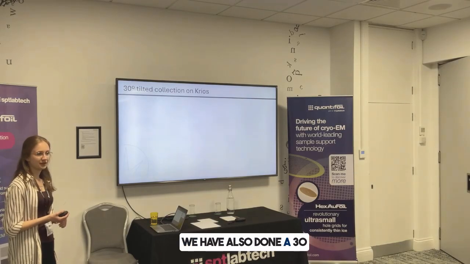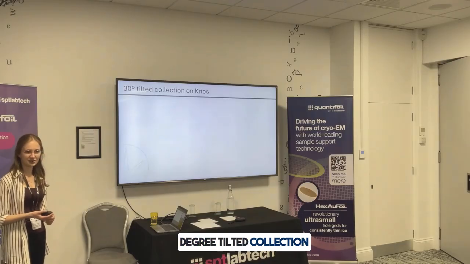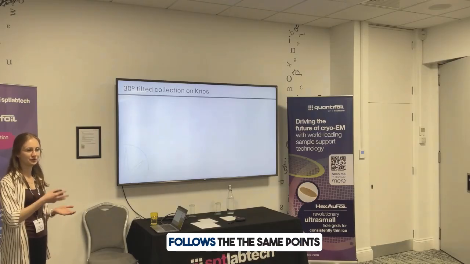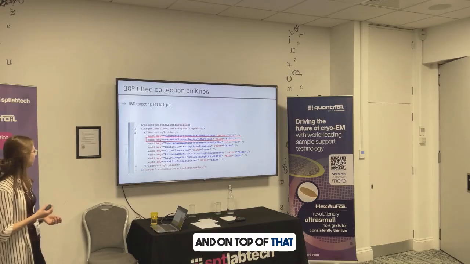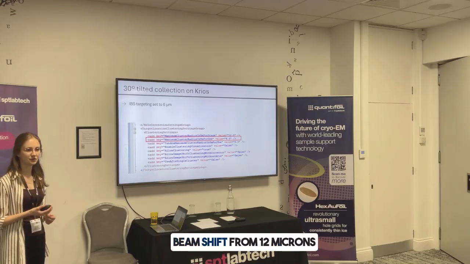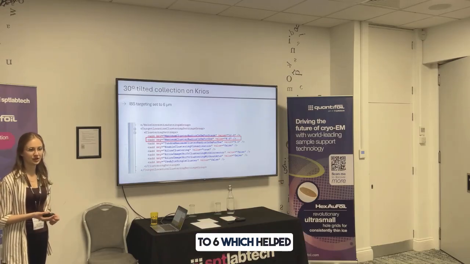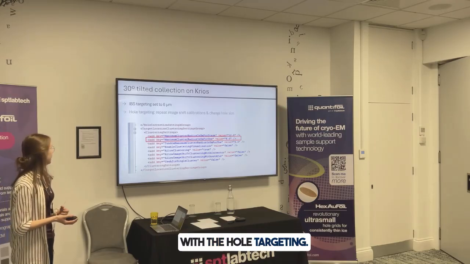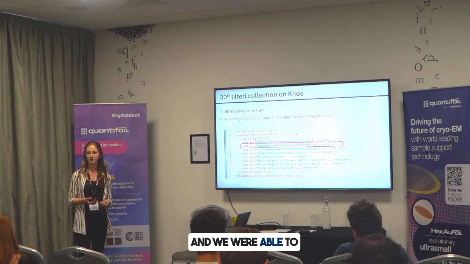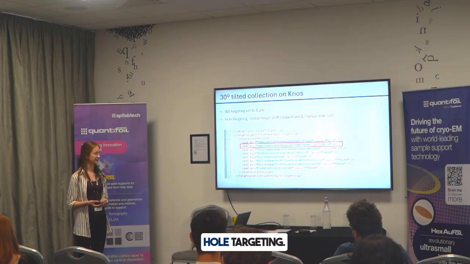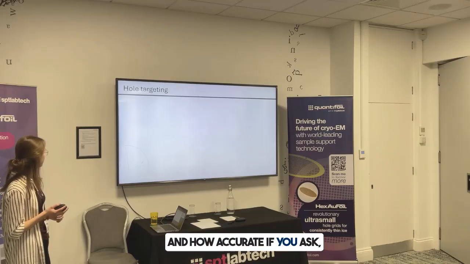We have also done a 30-degree tilted collection on HexAuFoils, which again follows the same points as I mentioned before. On top of that, we have changed the image beam shift from 12 microns to 6, which helped with the hole targeting. And again, repeating image shift calibrations and tweaking the hole size, we were able to get really accurate hole targeting. And how accurate, if you ask?